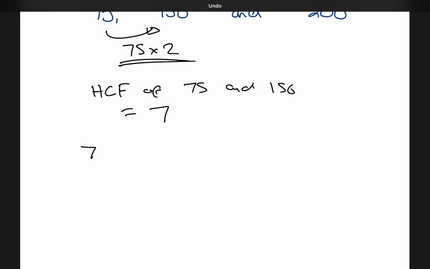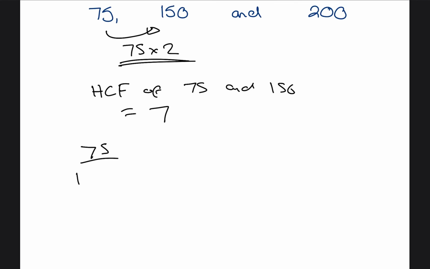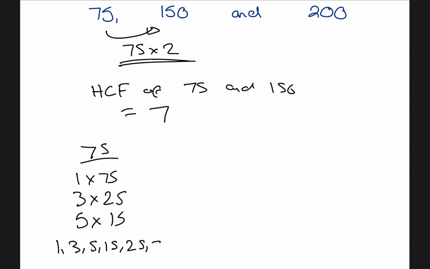So 75, we've got 1 times 75. We have 3 times 25. We have 5 multiplied by 15. 6, no. 7, no. 8, no. 9, no. 10. I think that's it. I believe that's all. I can't see anything else. Otherwise we loop back round. So 1, 3, 5, 15, 25, 75.